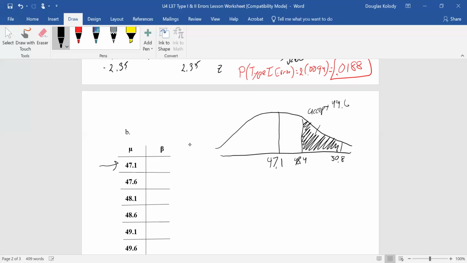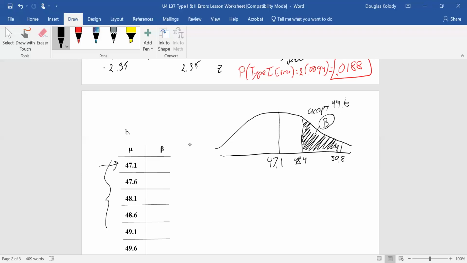So this region right here, this is the region where we're still going to accept 49.6. The only problem is we shouldn't be accepting 49.6. Why? Because 47.1 is actually the true number. So this right here is the beta. This is the probability of committing a type 2 error. Basically, for homework tonight, you're going to find the shaded area between 48.4 and 50.8, but you have to put all of these numbers in the middle.